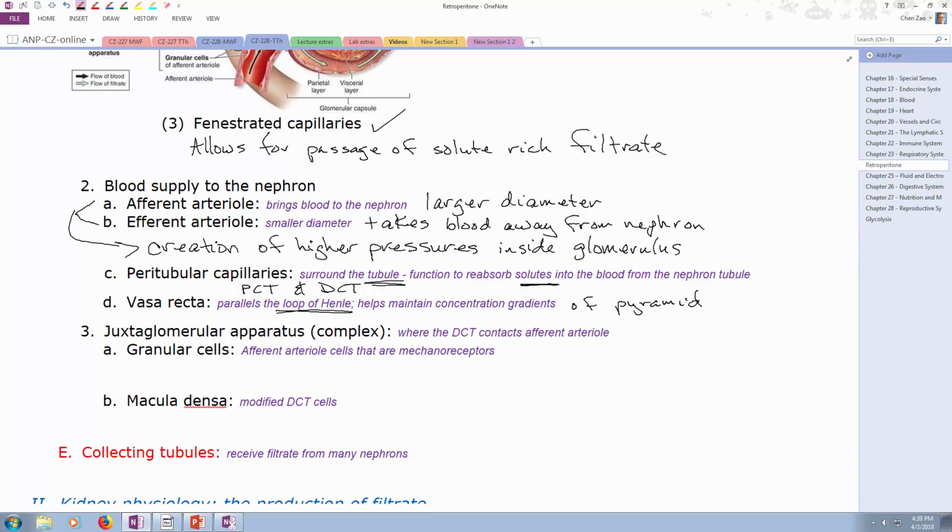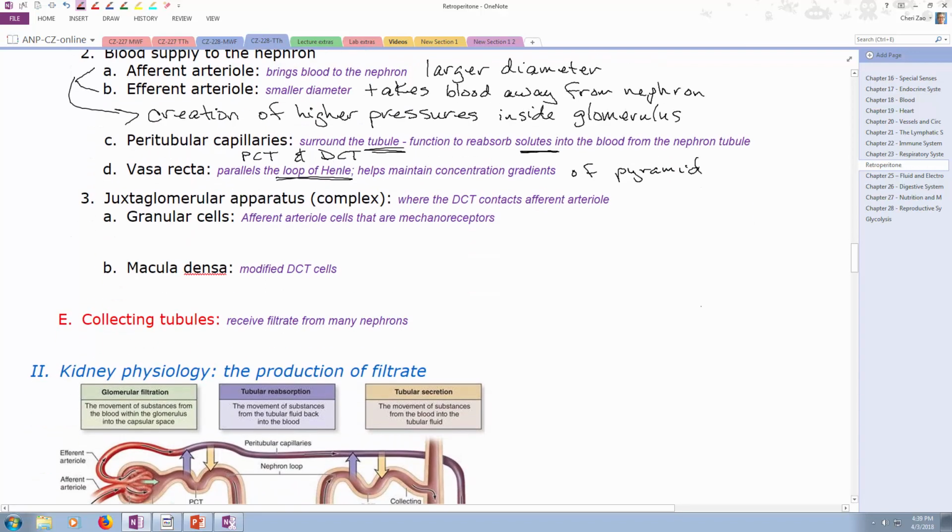Juxtaglomerular apparatus or complex, that is indeed where the distal convoluted tubule will come into contact with the afferent arteriole right next to the renal corpuscle. And there are going to be two different appearances to the cells of the afferent arteriole and also of the distal convoluted tubule. The afferent arteriole will have within its wall these cells that are called granular cells.